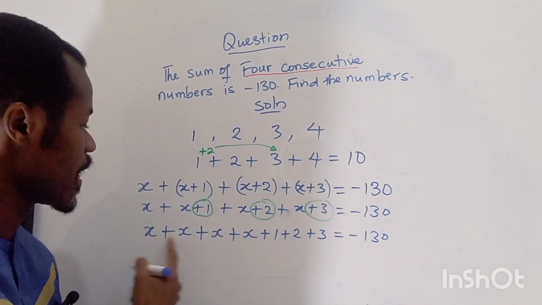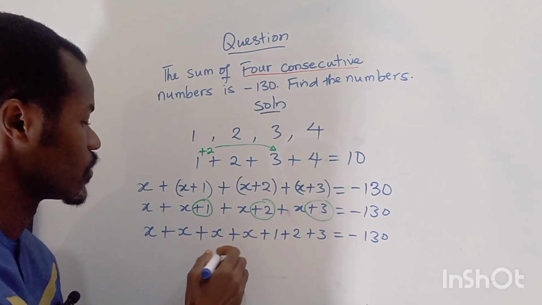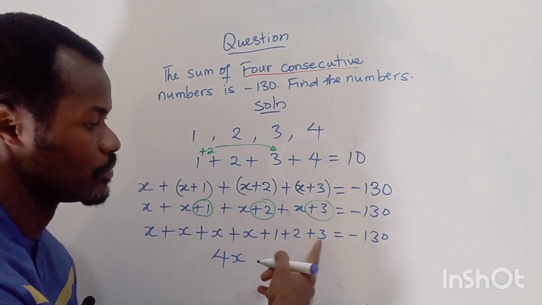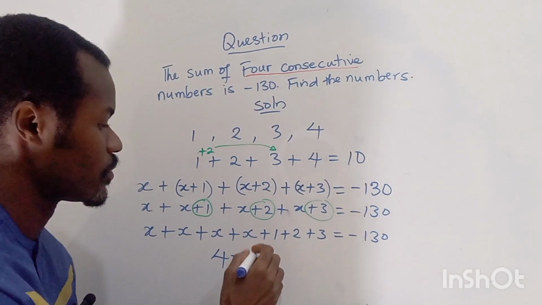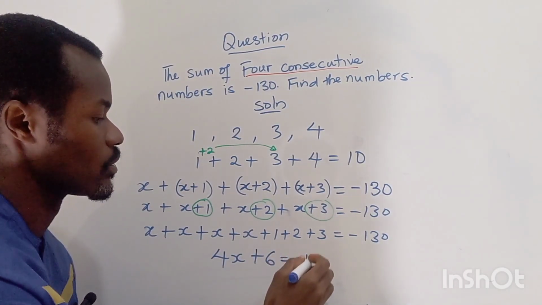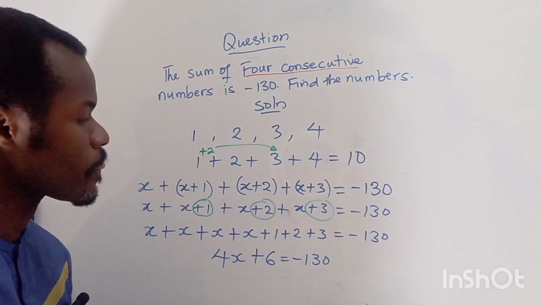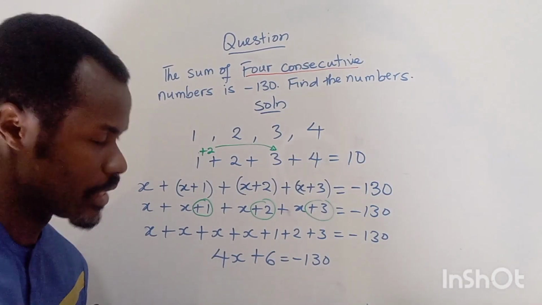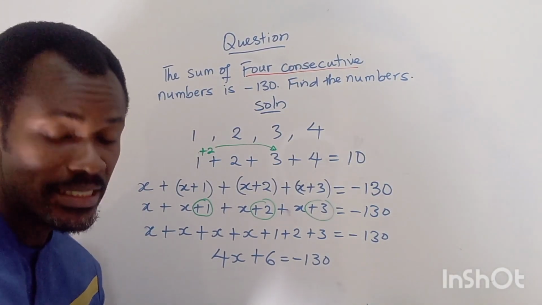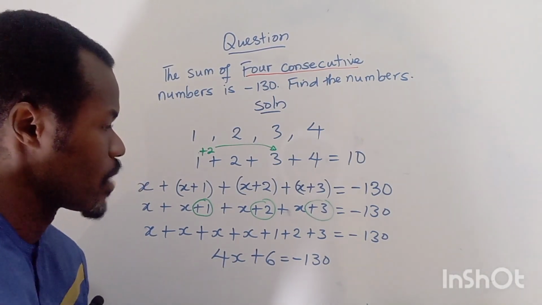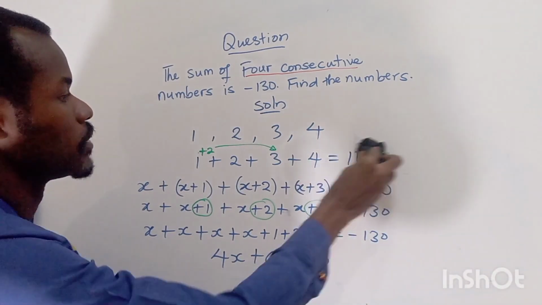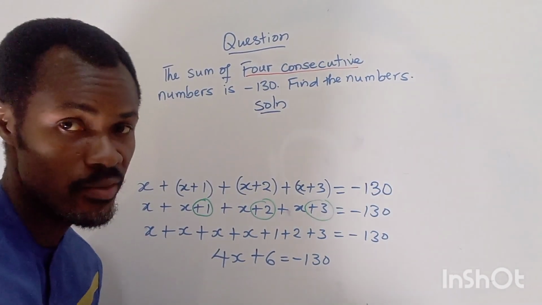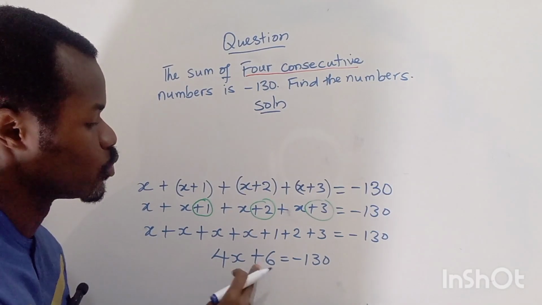Now x plus x plus x plus x, we are going to get 4x. 1 plus 2 is 3, and 3 plus 3 is going to give us 6, which equals minus 130. With this, we can realize that we have been able to get a simple equation. So we are going to quickly solve the simple equation to look for the value of x.